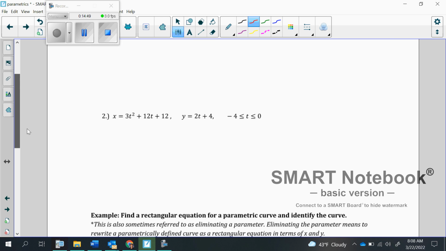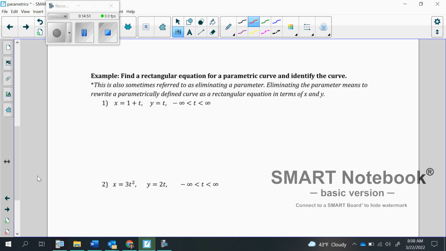So going forward from here, the last thing we're really going to focus on today is finding a rectangular equation for a parametric curve and also identifying the curve. Kind of like what we did when we were in polar, where we said, okay, convert it to rectangular, convert it to polar, and then identify what the curve is. Is it a parabola? Is it a circle? What is it? So we're going to do the same thing here. A lot of times you'll hear this referred to as eliminating the parameter.